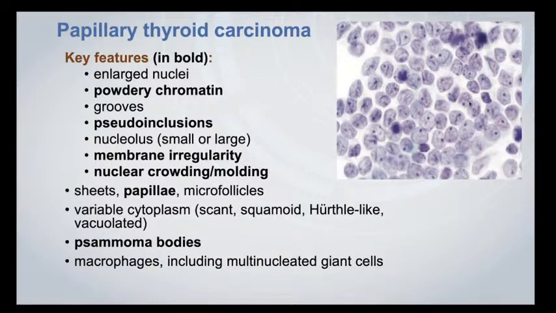So here again is this list of features that we associate with papillary thyroid carcinoma. I've taken the liberty in this image to highlight what I think most experts would agree are probably the most important criteria: powdery chromatin, pseudo-inclusions, membrane irregularity, nuclear crowding and molding, papillae, and psammoma bodies.